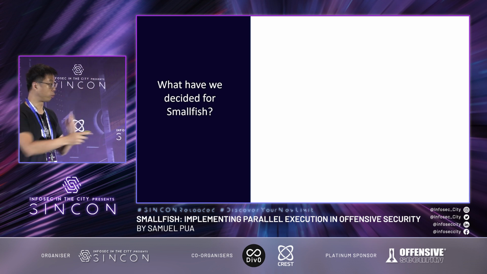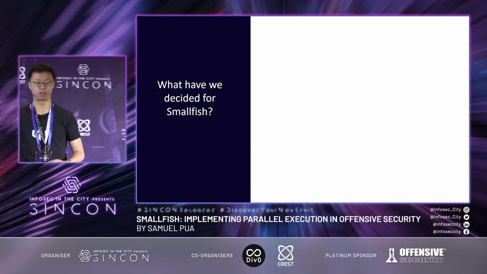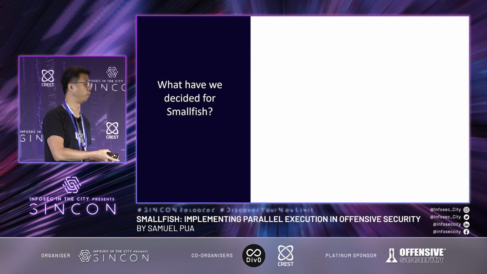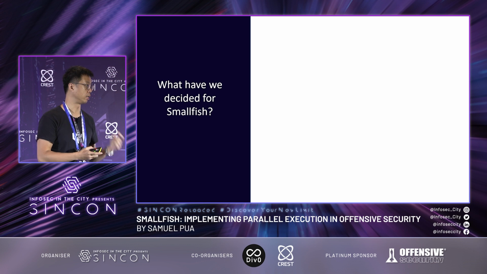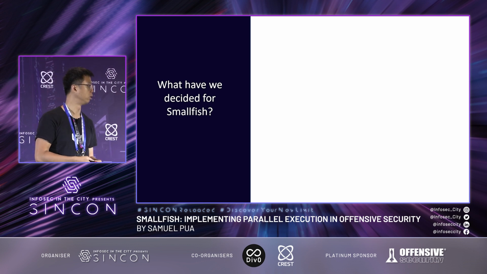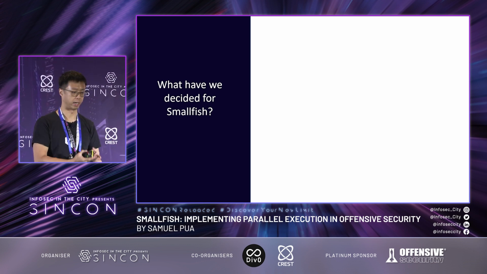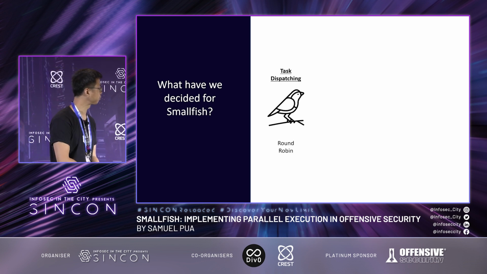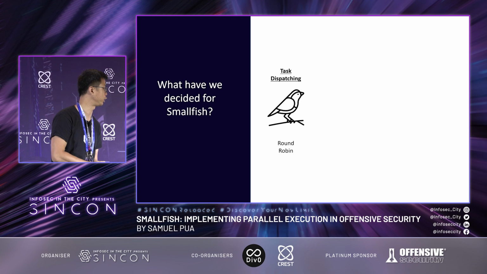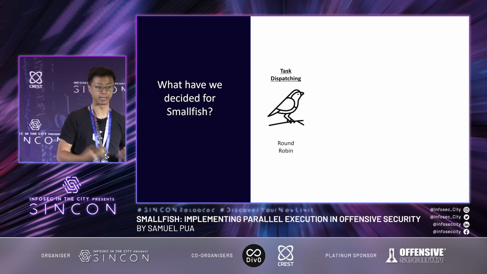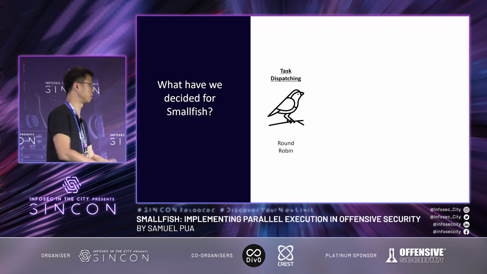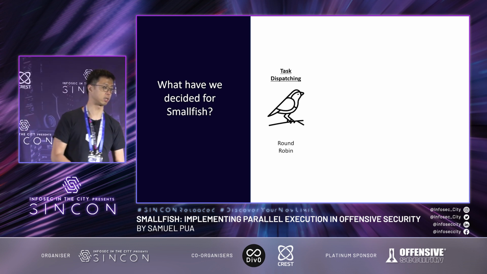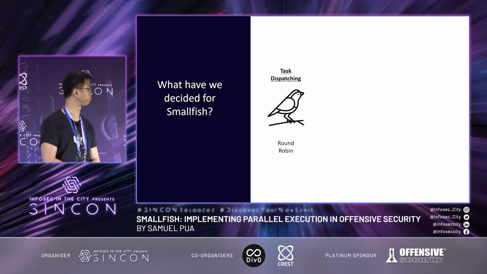So all in all, looking at the different options for our purpose, of course, different tools have different goals. There are different open source tools available to do similarly what we have done as well, like Scantron, like Axiom and other tooling. But what we have decided for SmallFish is, in terms of task dispatching, round robin, because generally that's the most straightforward method for us to send tasks across multiple workers.